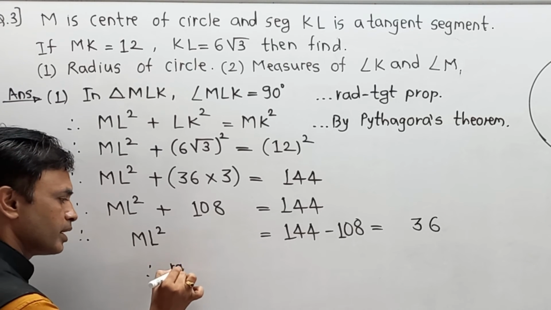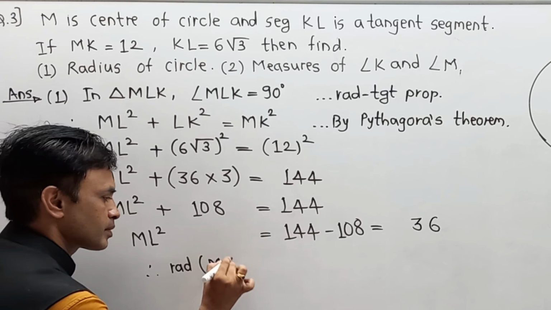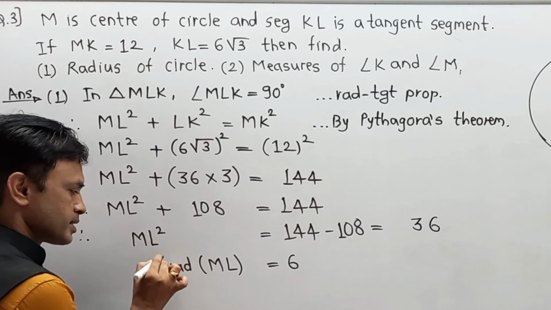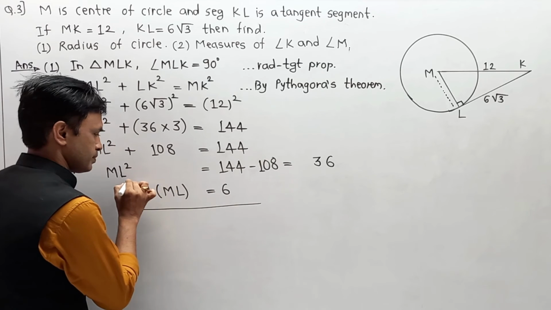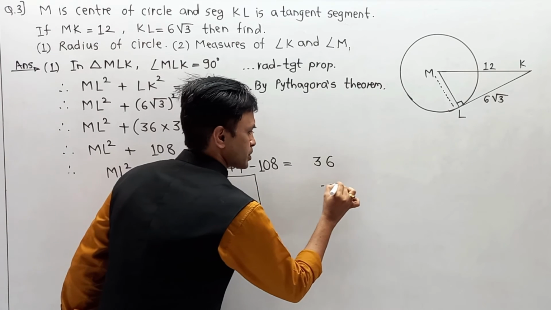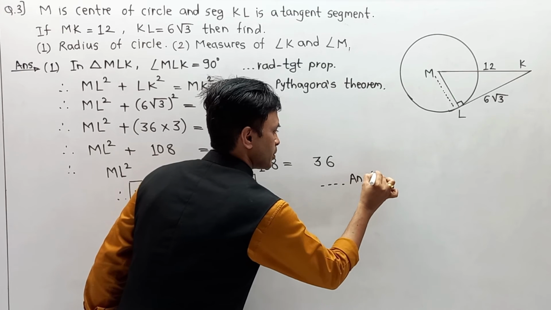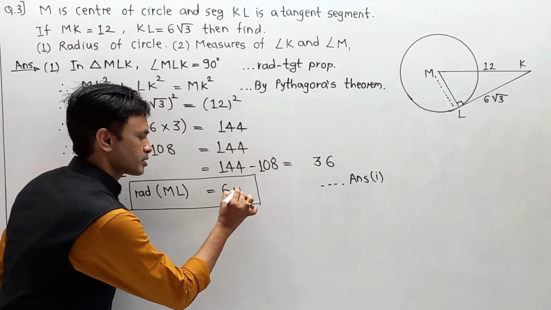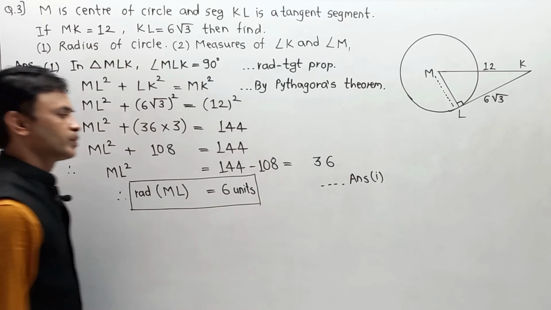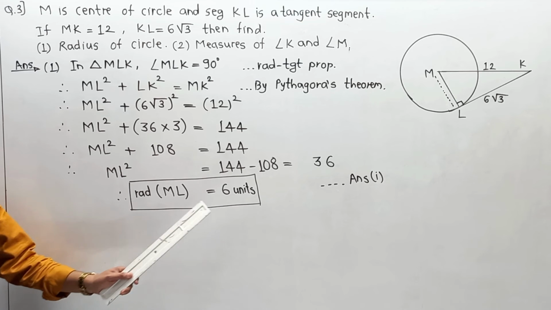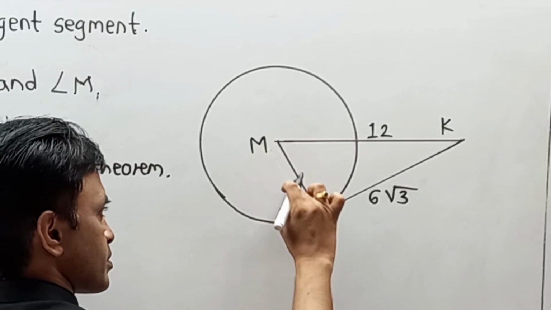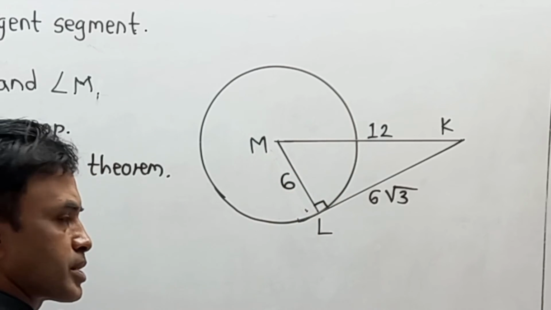Therefore, radius ML, taking root of this, root of 36 is nothing but 6, and this is our first answer over here. I am going to say answer number 1. So we are able to get ML as 6 unit. There doesn't have any units, so I am writing it as units over here. Now as ML is equal to 6 unit, I am going to put that value in the diagram. So now ML, this value after calculation, becomes 6.